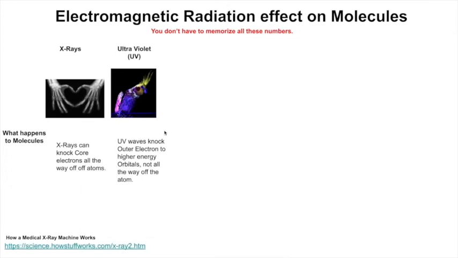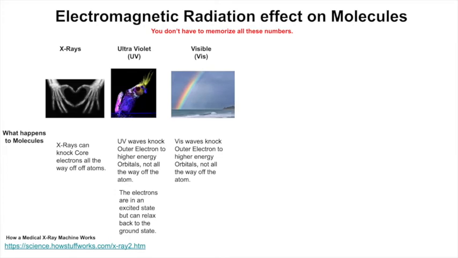It just promotes them to higher energy orbitals, and then they can relax down to their ground state again. And they usually have to emit energy a lot of times, the ultraviolet or whatever light they absorbed. And so visible light, same thing. When a visible light wave hits an atom, it promotes an electron in an orbital to a higher energy orbital, and then that electron can relax back down to the ground state.